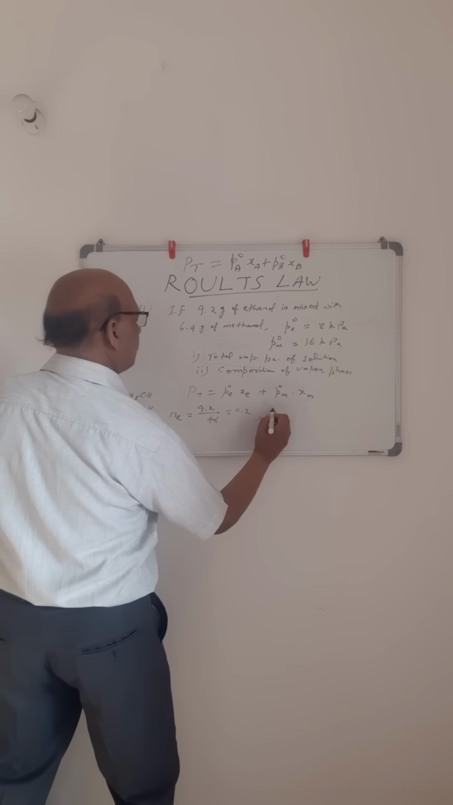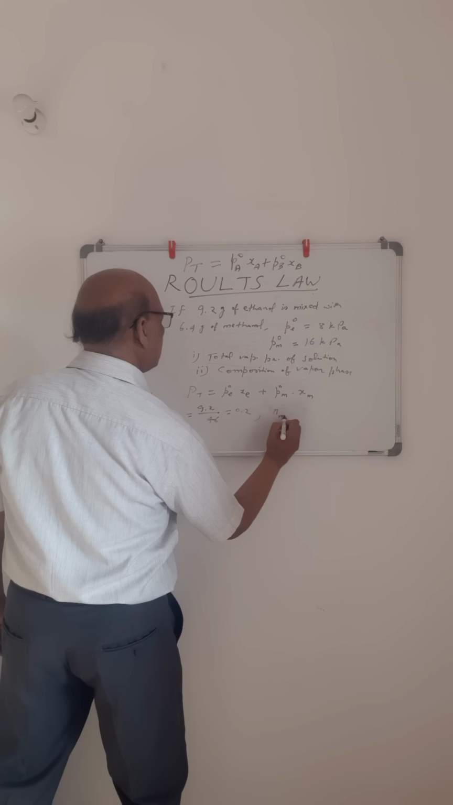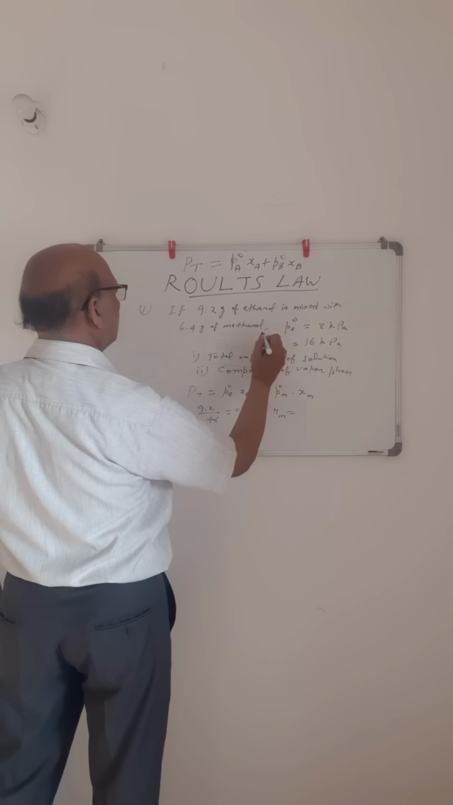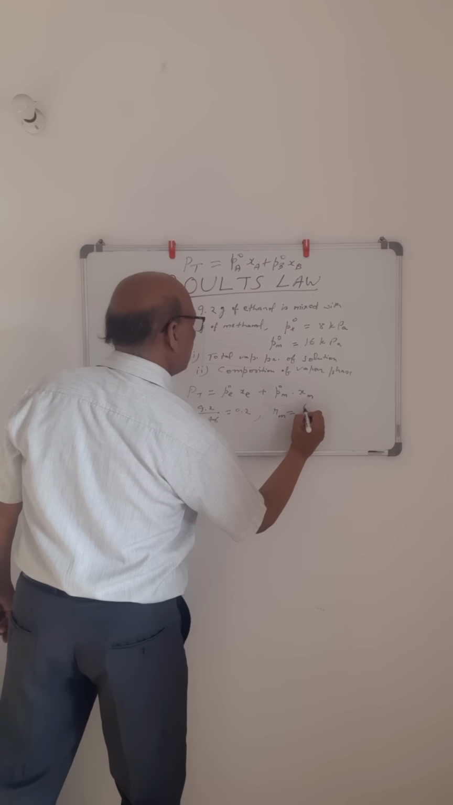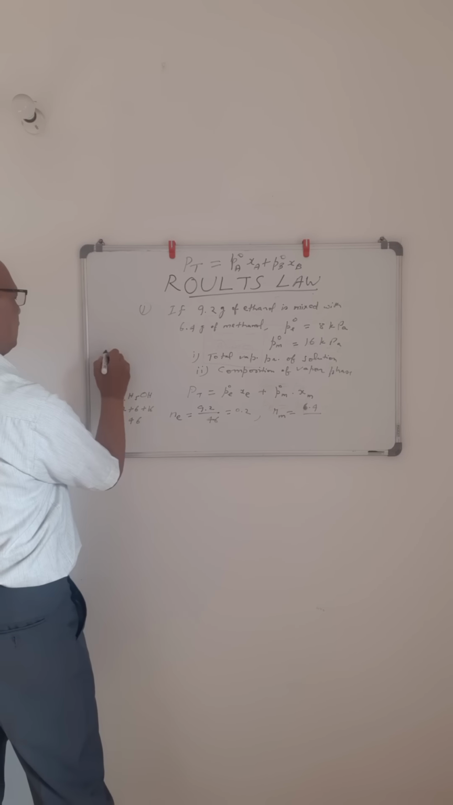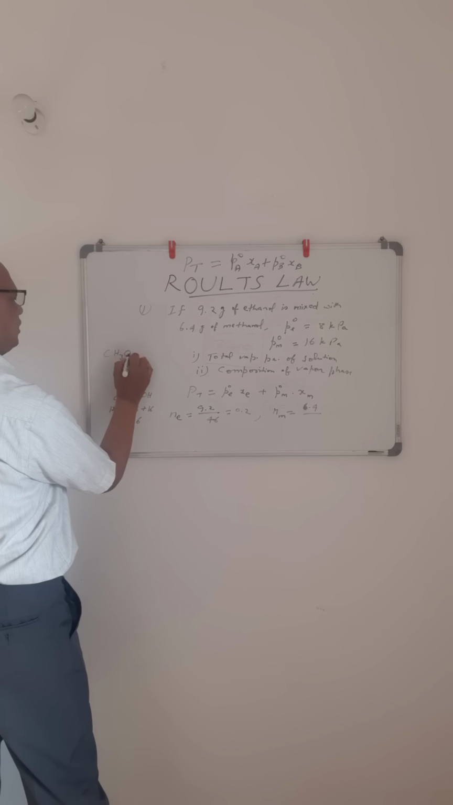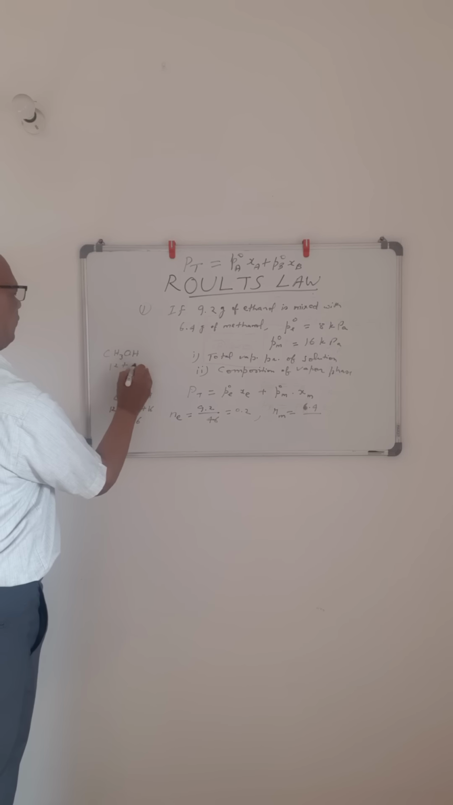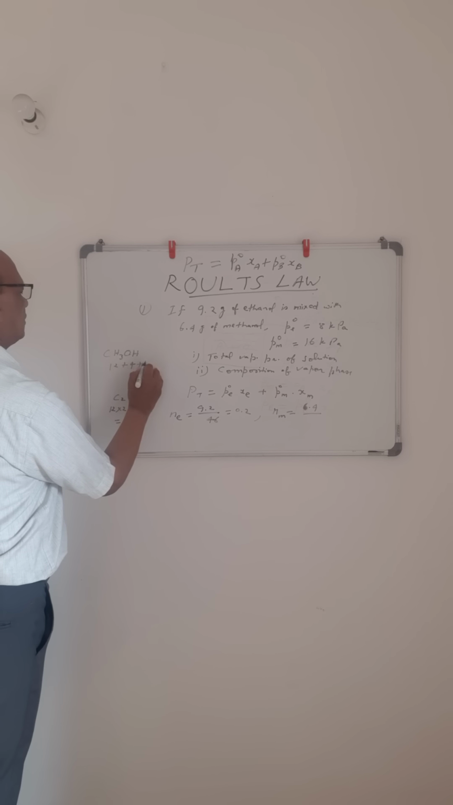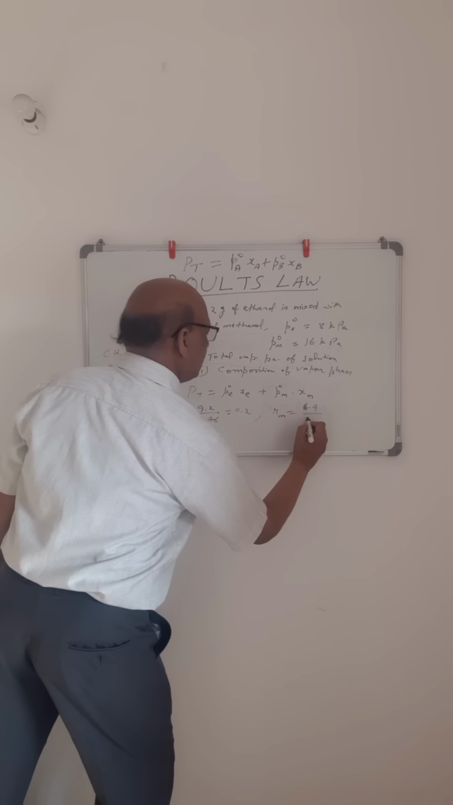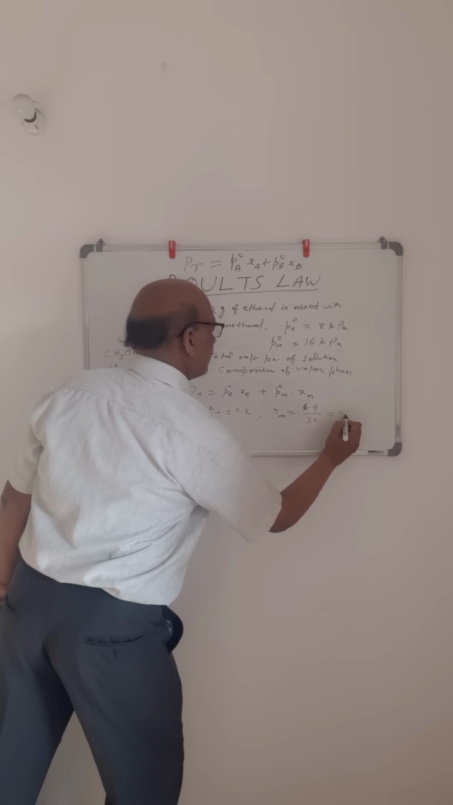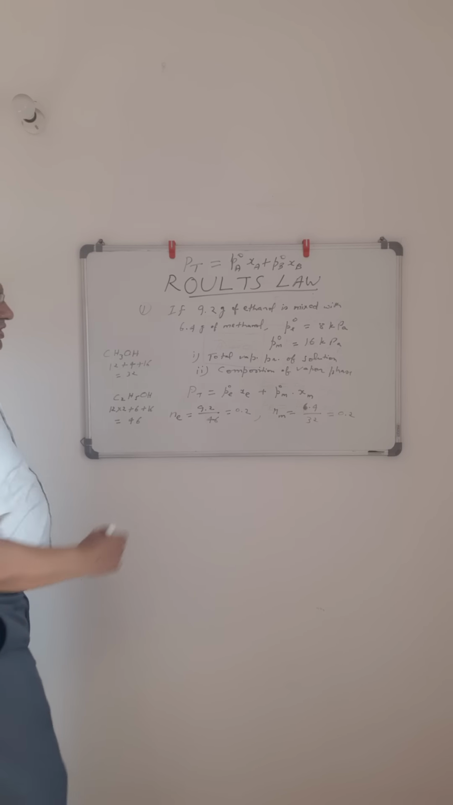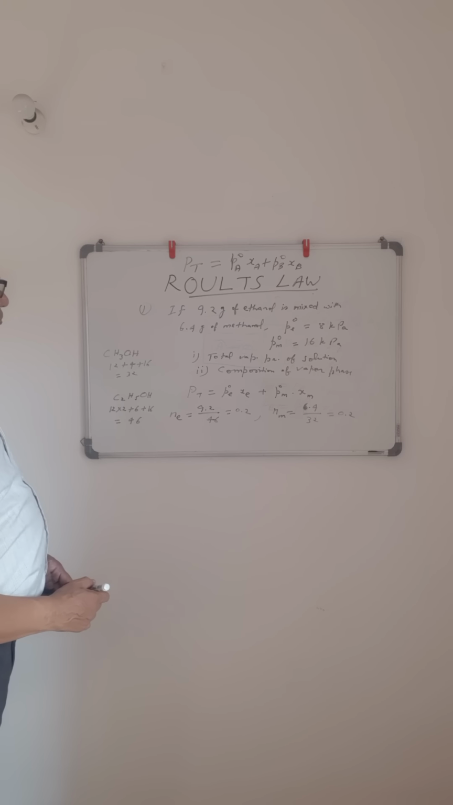Similarly, the number of moles of methanol will be the mass given, that is 6.4 gram, divided by the molar mass of methanol. What is the molar mass of methanol? CH3OH, methanol. That is 12 plus 4 plus oxygen 16. So it will be 32. So divided by 32, and this will be 0.2. So we have found out the number of moles for ethanol and methanol.